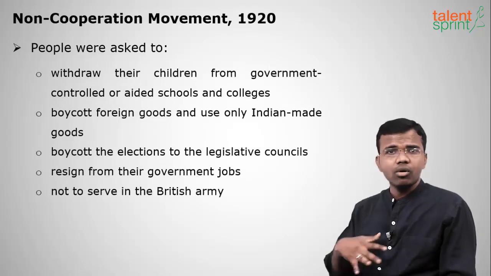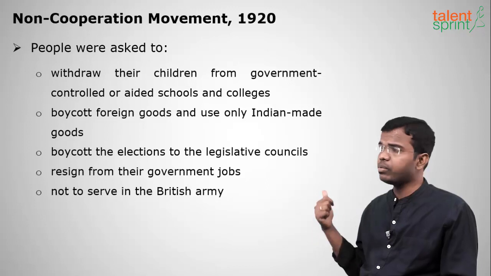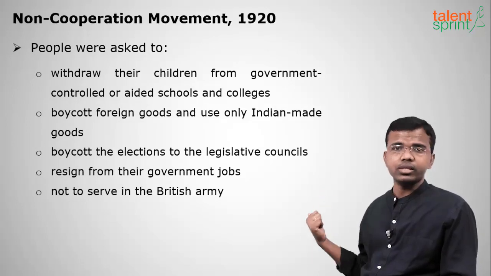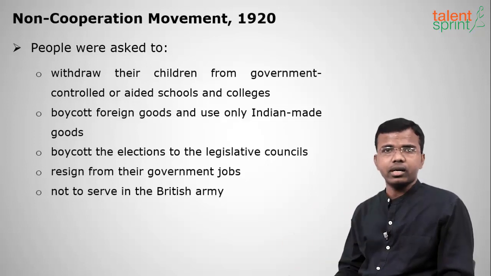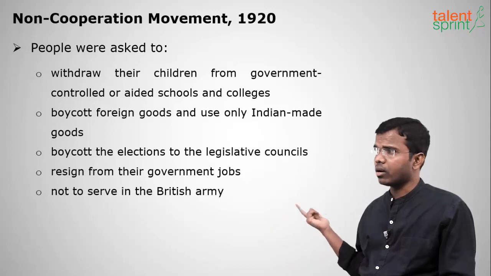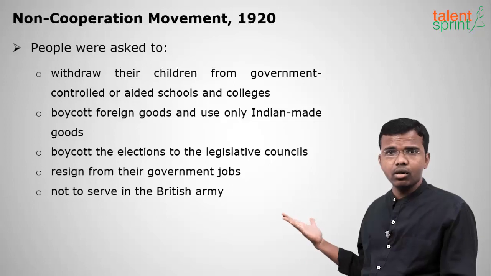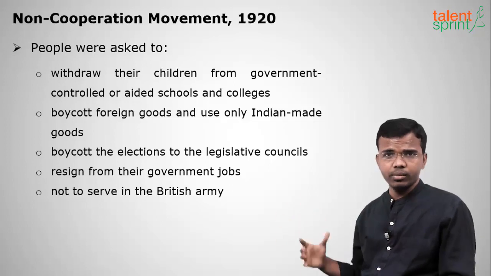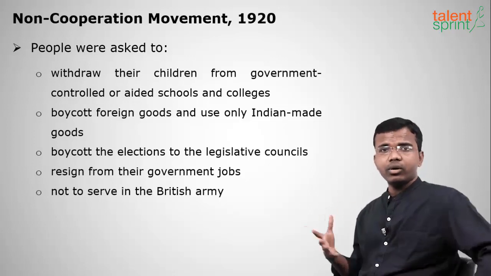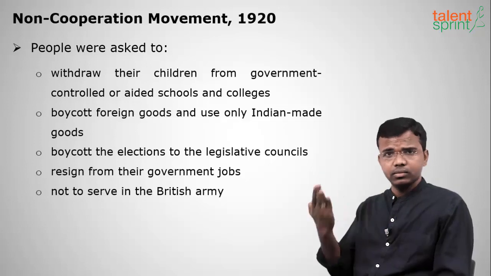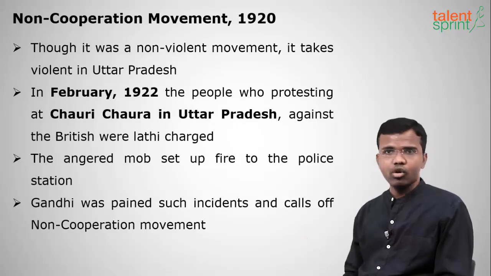Okay, so what is this non-cooperation? Non-cooperation means not cooperating with the British, right? So people were asked to boycott colleges, schools, legislatures, and prohibit foreign made goods and encourage only Swadeshi goods, and boycott the elections and not to serve in the British army. These were the non-cooperation ideologies which were proposed by the INC. So both Hindus and Muslims were cooperating to protest against the Khilafat movement, the Rowlatt Act and the Jallianwala Bagh. So this was a huge success, the non-cooperation movement.